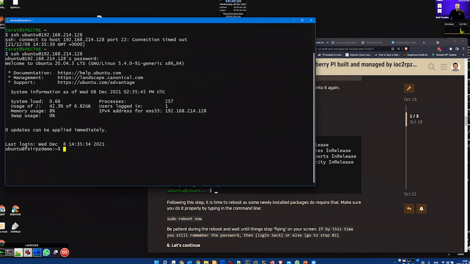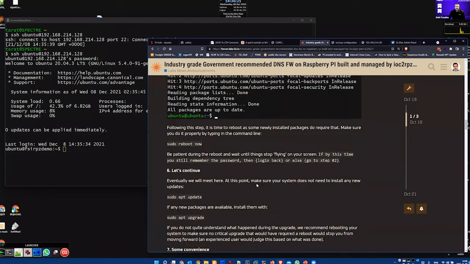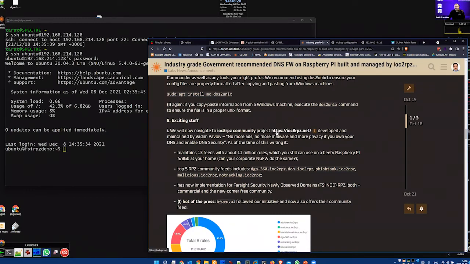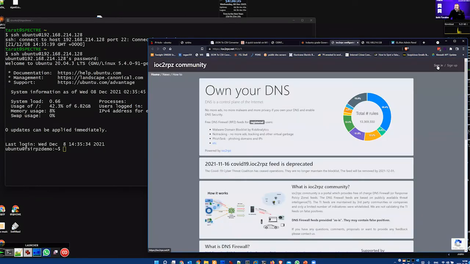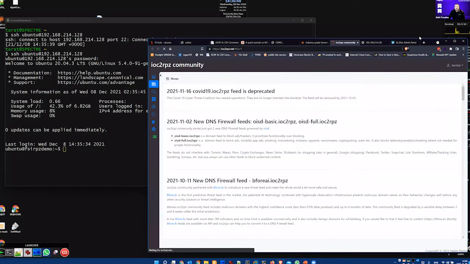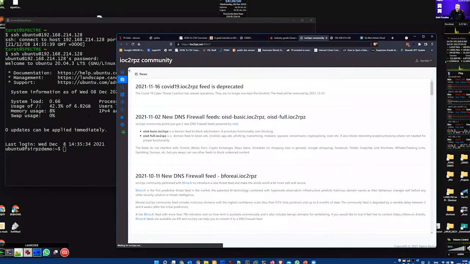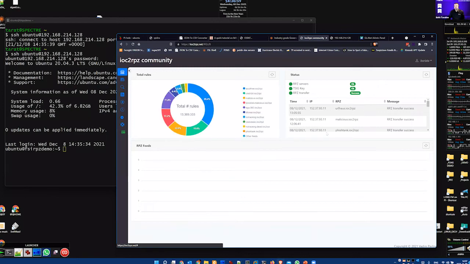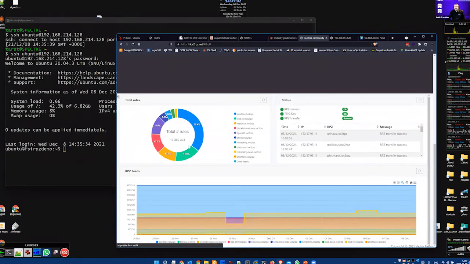All right, what next? Next, we will be going and registering on, that's exciting stuff indeed, HTTPS IOC to RPZ. So we go here, we sign up, but of course I wouldn't because I already have my account. So these are some news, etc. This is things which I do because I already have RPZ feeds from here. So these are 13 million rules.